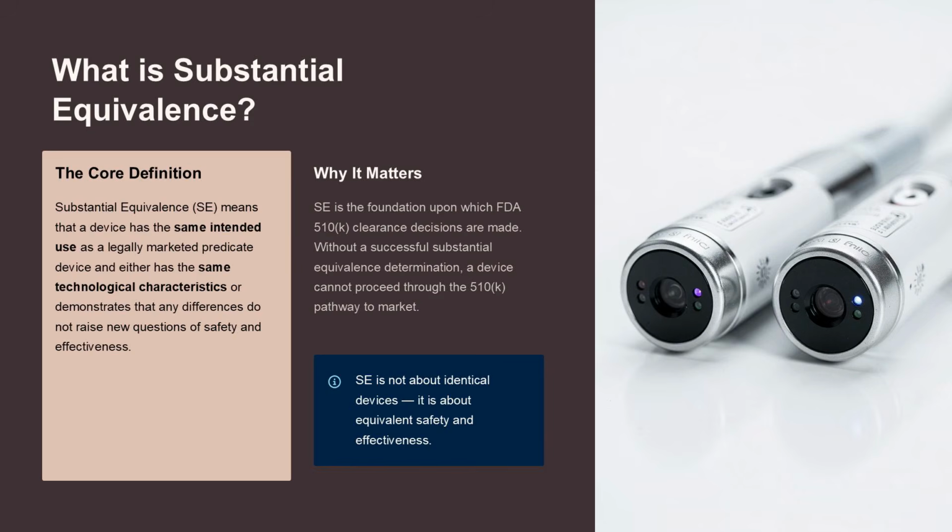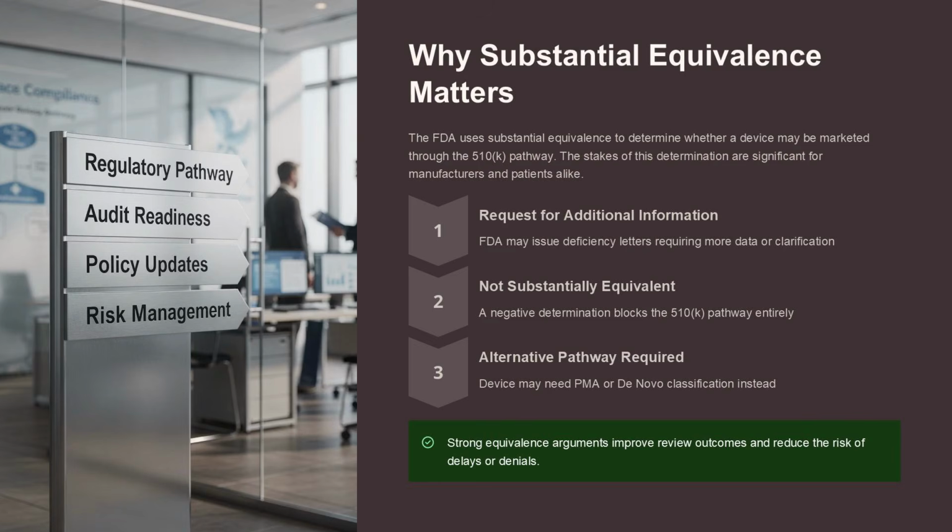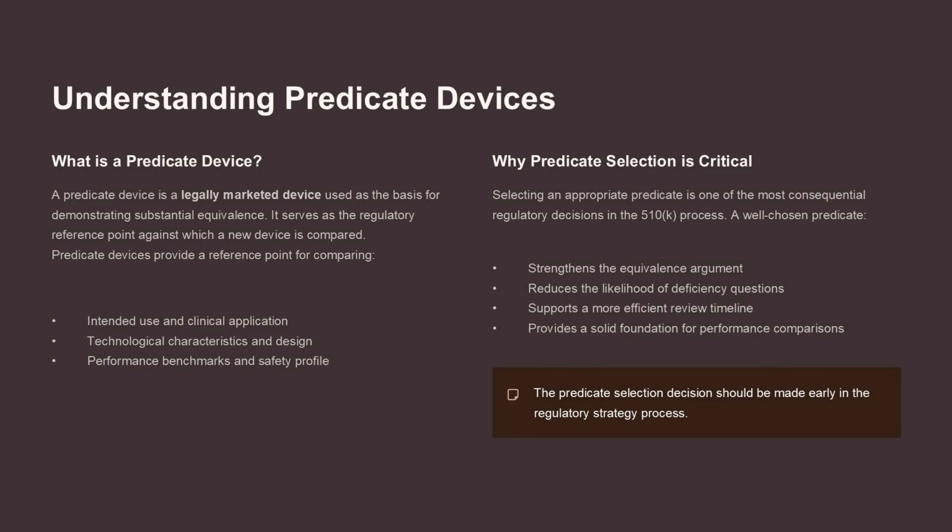Substantial equivalence means a new device is as safe and effective as a legally marketed device, focusing on intended use and technological characteristics. Substantial equivalence is vital for FDA decisions, impacting whether a device can be marketed through the 510(k) pathway. Predicate devices serve as benchmarks for demonstrating substantial equivalence, crucial for regulatory decisions.